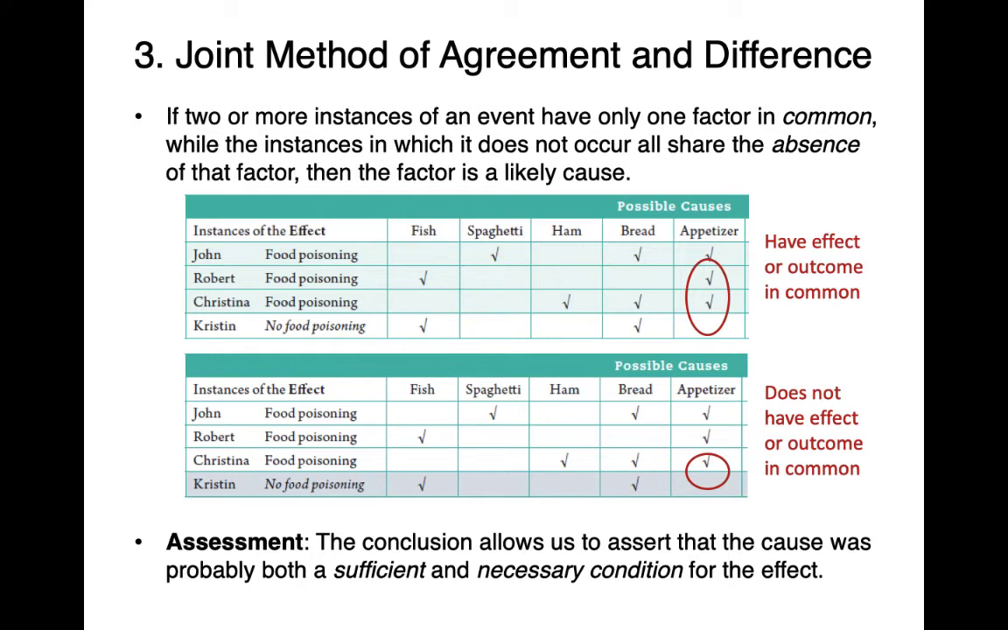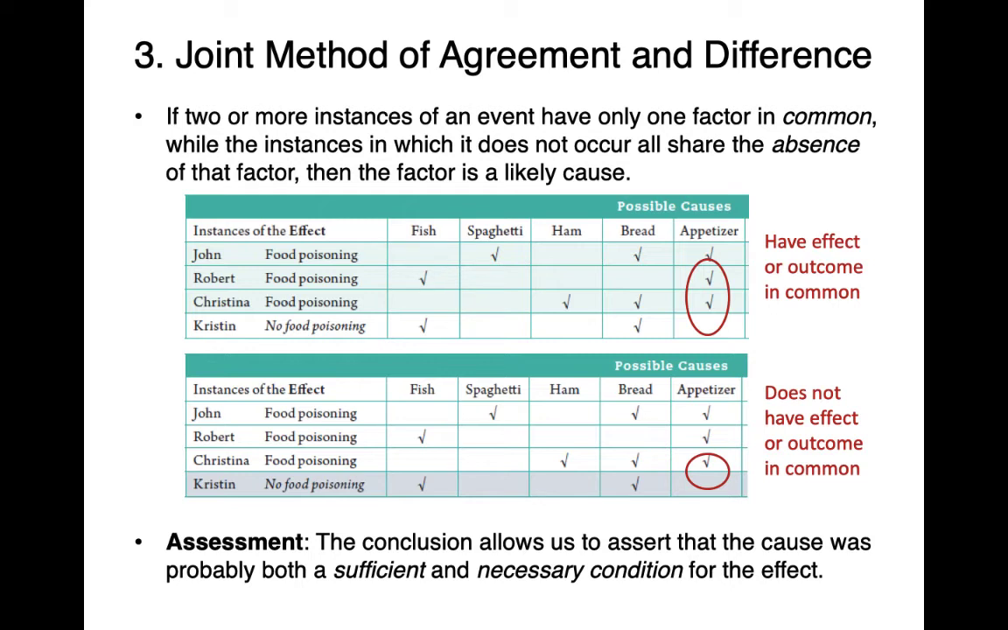If 2 or more instances of an event have only one factor in common, while the instances in which it does not occur all share the absence of that factor, then the factor is a likely cause. Okay, this is a good place to just stare at this chart and see if you can recognize the pattern here. My reading this to you is not going to be helpful. You've got to understand this. So, take a closer look.